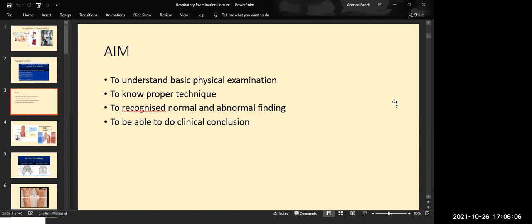This is the technique. Because our motto is that if the technique is not good, you won't get a proper finding. The key of any finding in physical examination is a proper technique. So as I repeat again, the aim is to understand the basic physical examination, to know the proper technique, to recognize normal and abnormal findings, and to be able to make a clinical conclusion.